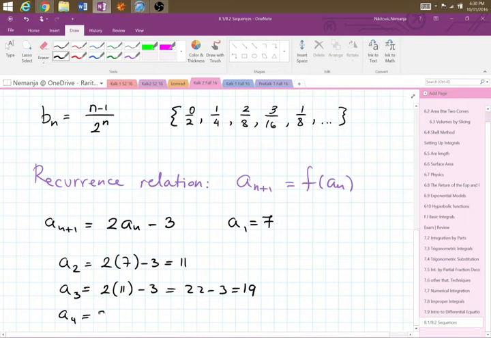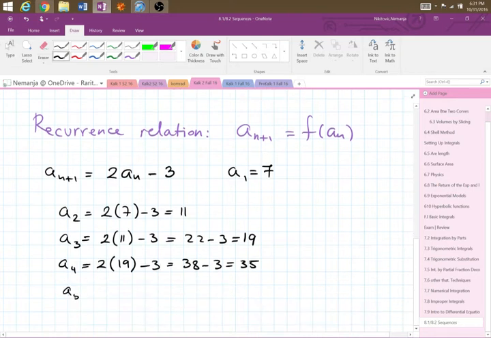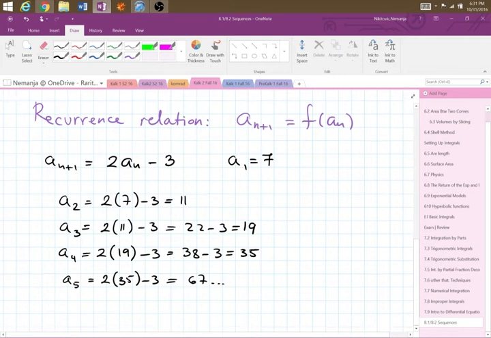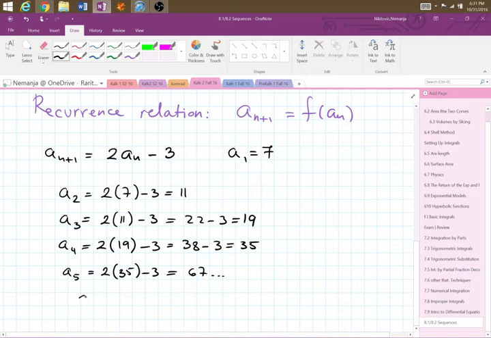A4 would be, again, you use the previous term, which is 19. So 2 times 19 is, very good, minus 3 is 35. And let's do one more. A5 is going to be 2 times 35, which is 70, minus 3 is 67. And we can go on and on and on. This generates a sequence 7, 11, 19, 35, 67, and goes on forever.